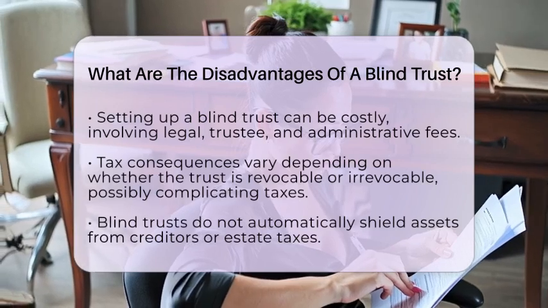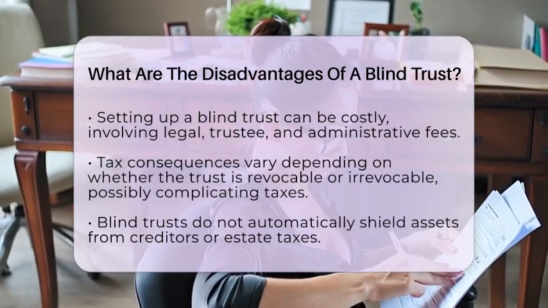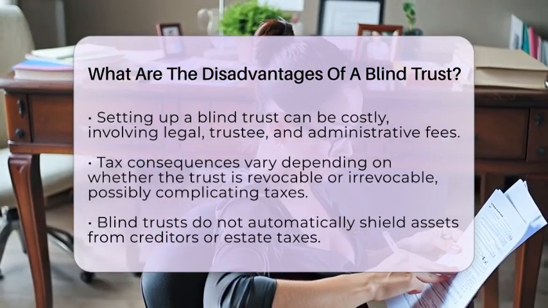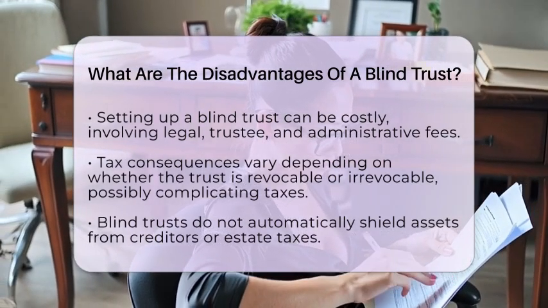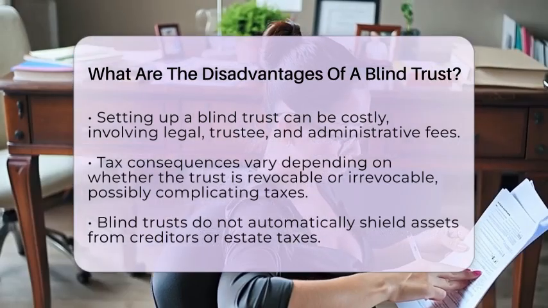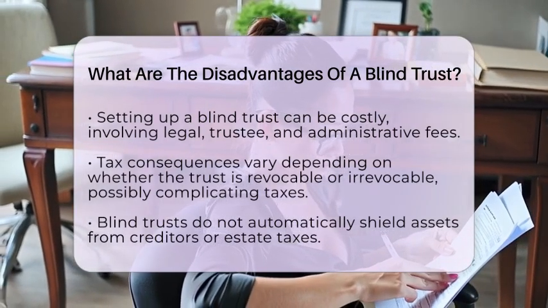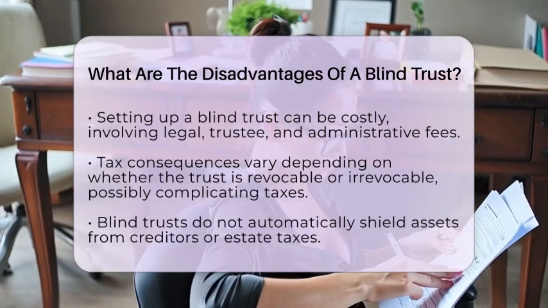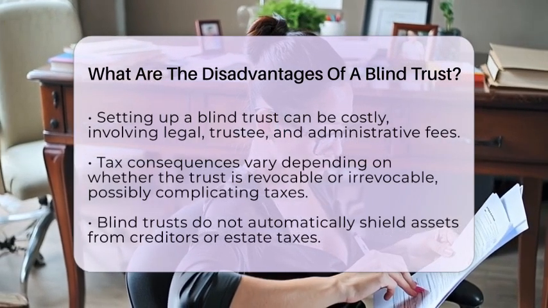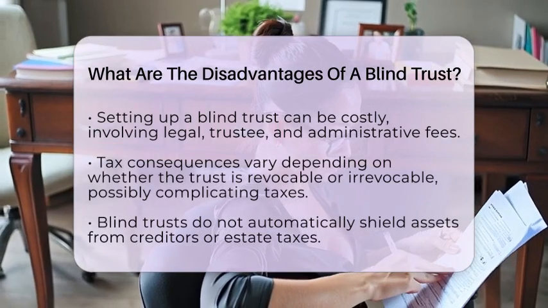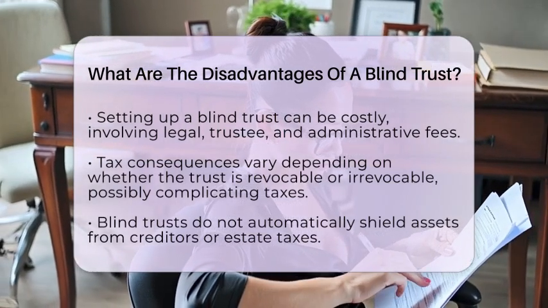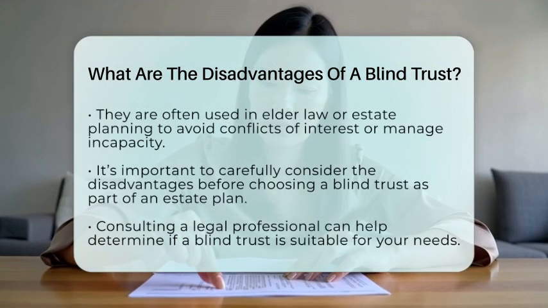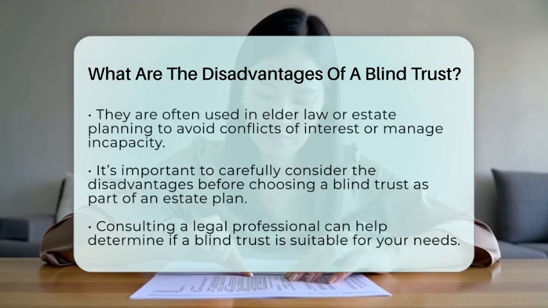Tax implications are another factor. Depending on whether the trust is revocable or irrevocable, there could be unfavorable tax consequences. For example, if it's revocable, you might still be responsible for taxes on the income generated by the trust. This can complicate your overall tax planning. Lastly, blind trusts don't automatically protect your assets from creditors or reduce estate taxes. They are just one tool in estate planning and might need to be combined with other strategies to meet all your goals.